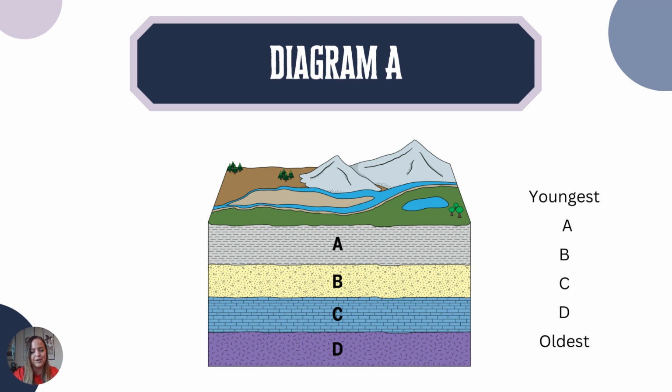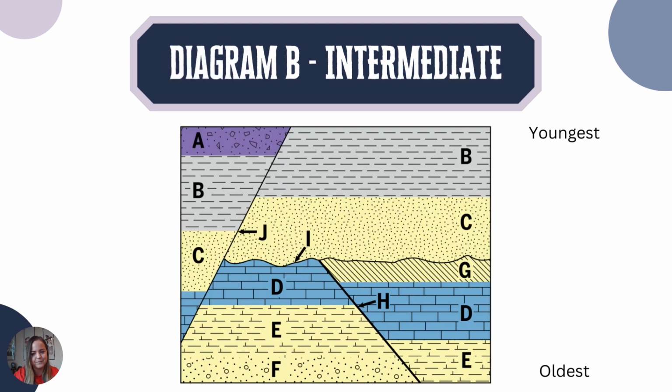Now we're going to go into our intermediate. Okay, so here's our intermediate diagram. Take a second to look at it. I do recommend maybe trying it in your notes first and then listening to the rest of the lecture. That way you can get some practice. All right, so first things first, what is the oldest layer here? Okay, that would be F, right? So F down there at the bottom is the oldest layer, excuse me, not the youngest.